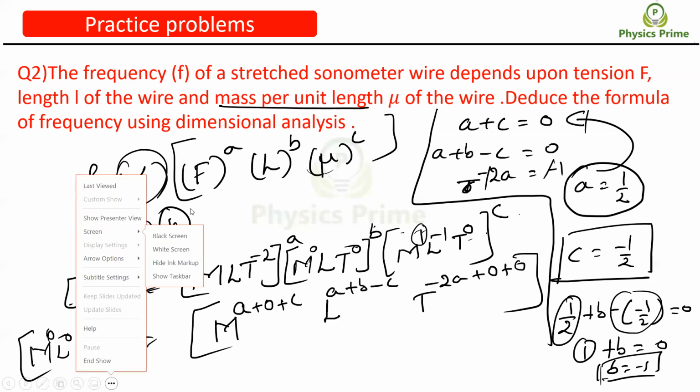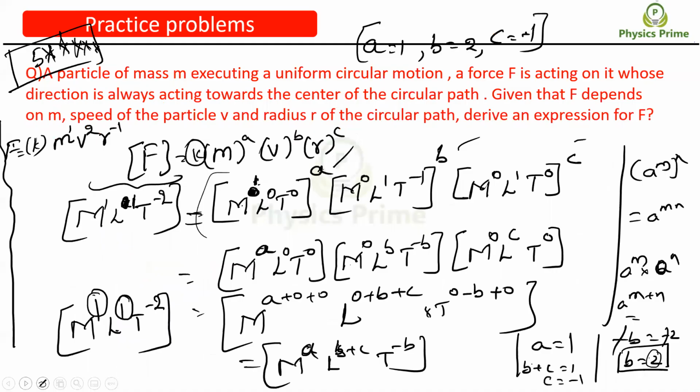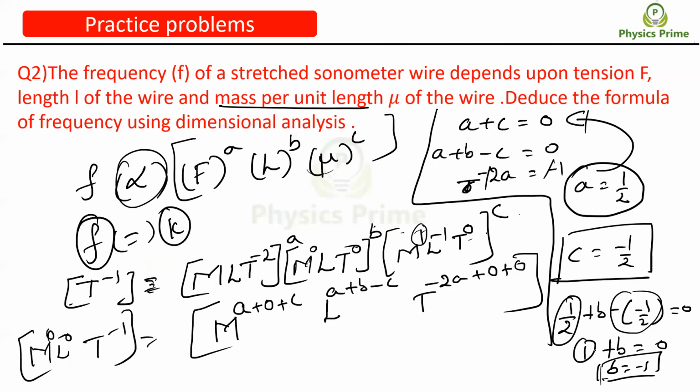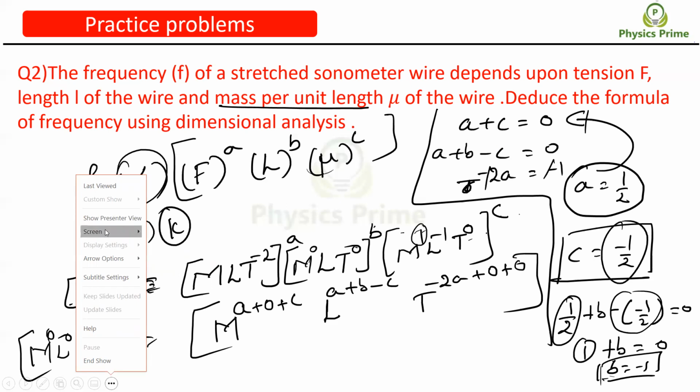So I will write it here. What is this? A is half. C is -1. B is -1. Tell me again. A is half, B is -1, C is minus half.